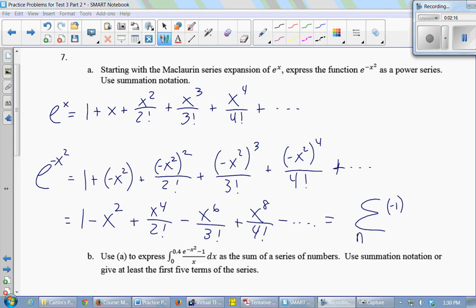Let's see, if I start at 0, then this could be the n, right? Because that would give me a positive for my first term. And then I'm going to have x to the 2n. That's good, because that means my first power of x will be to the 0, which will give me the 1, right? And then what's my denominator? What's the factorial? Just n. Yeah, just n factorial.